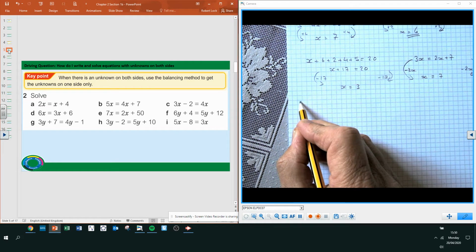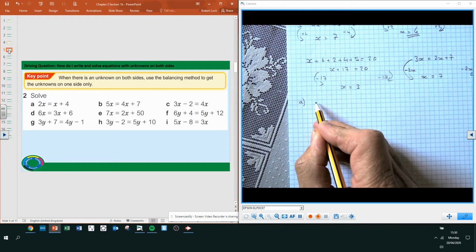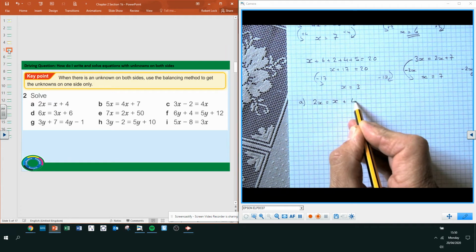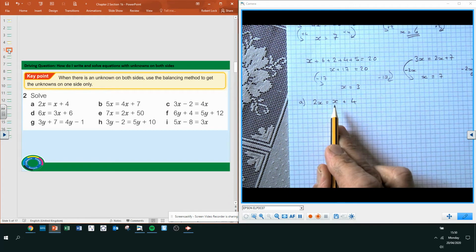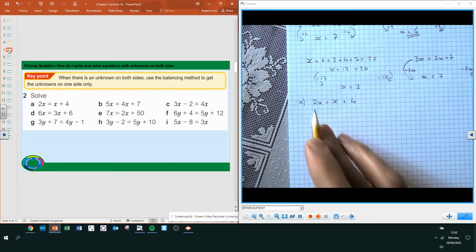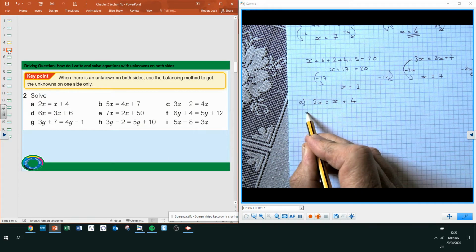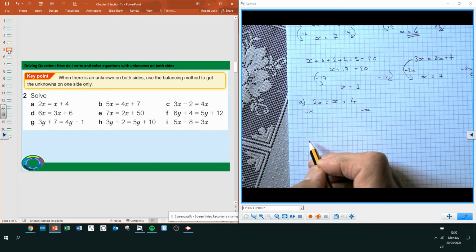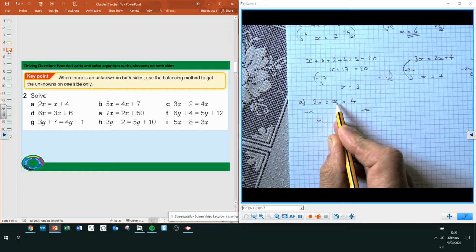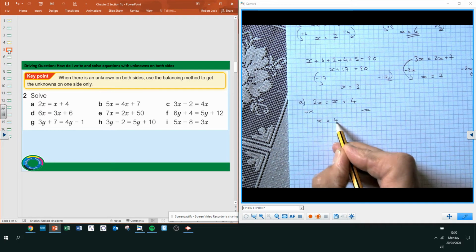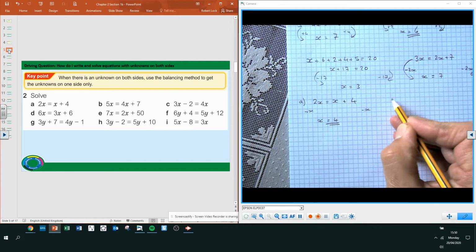Question A. 2x equals x plus 4. The smaller number here is 1x, that's 2x. So the minority from the majority, the smaller number from the bigger number. So take x away from both sides. 2x take away x is 1x, or just x. x take away x is 0, so it's just 4. So x is 4.